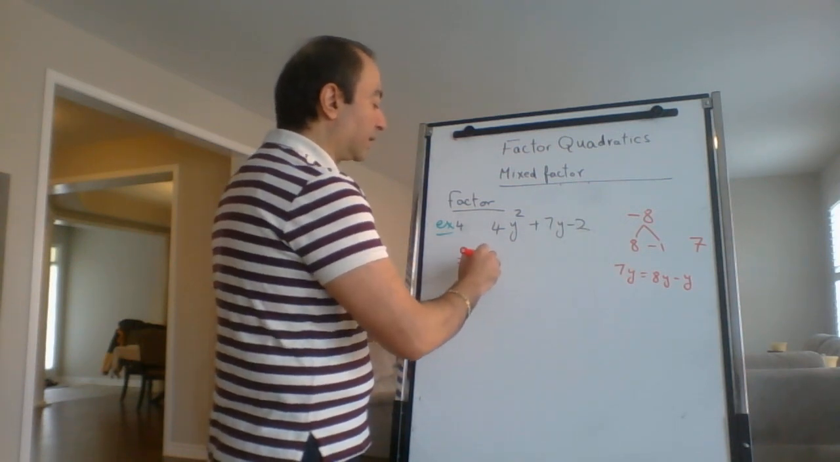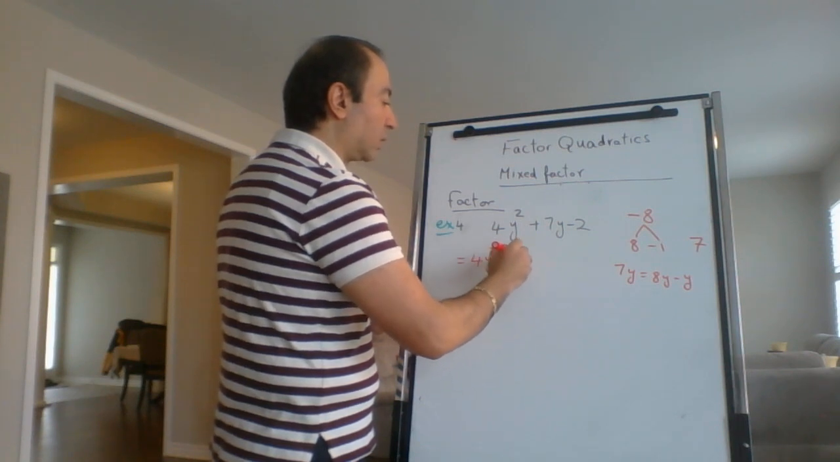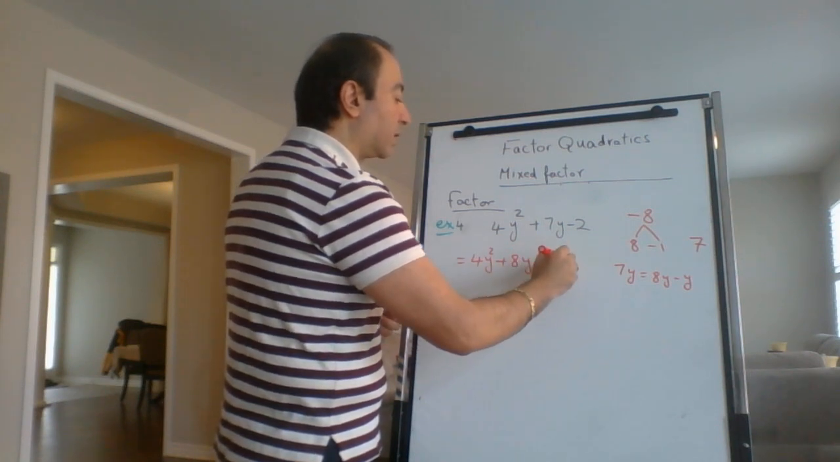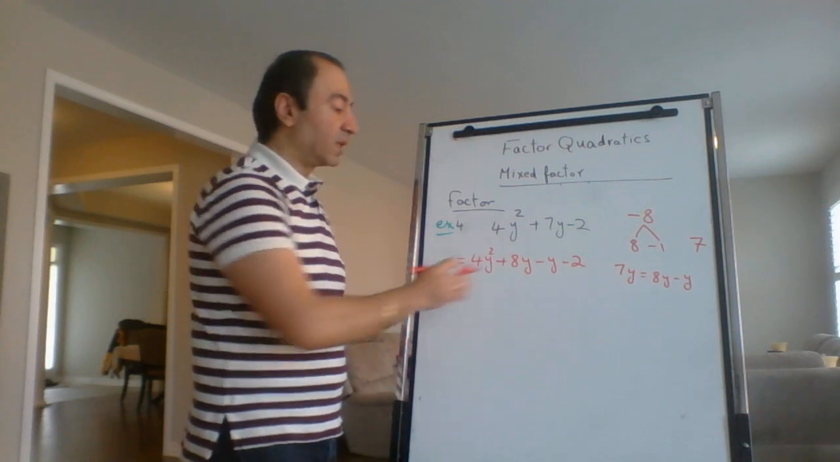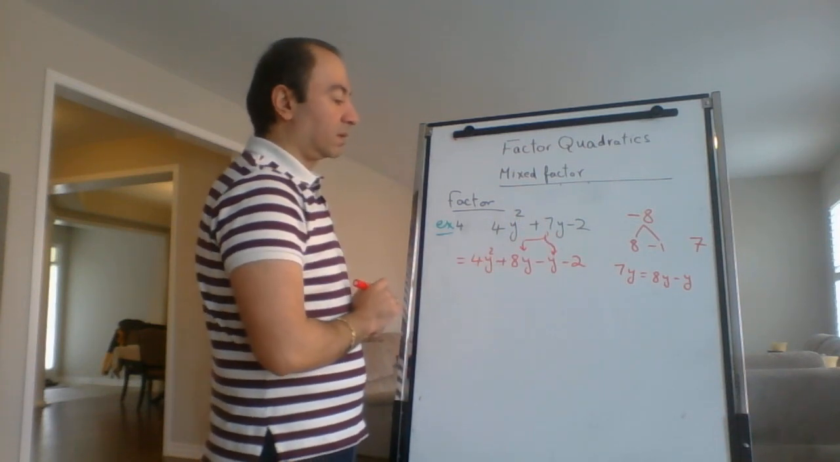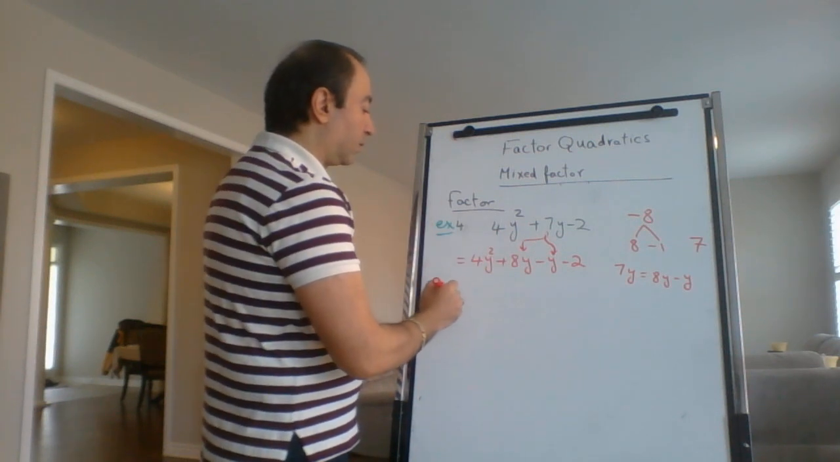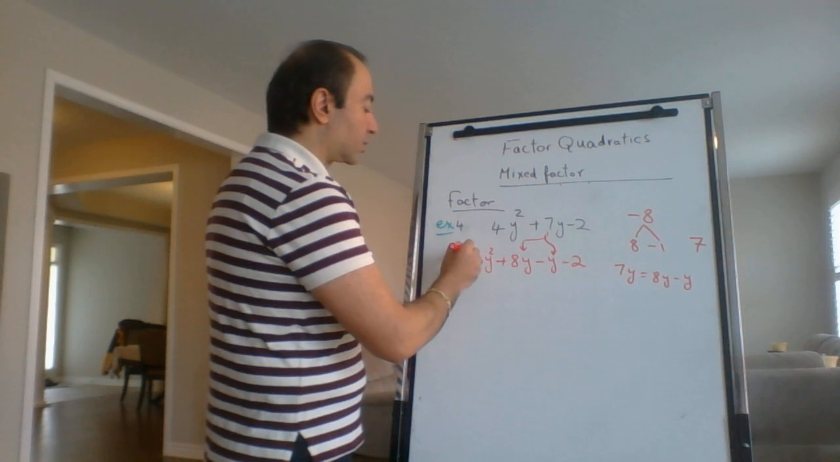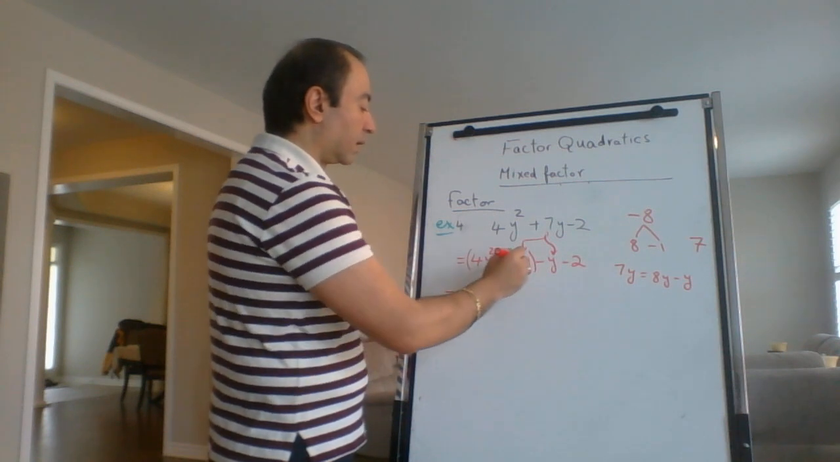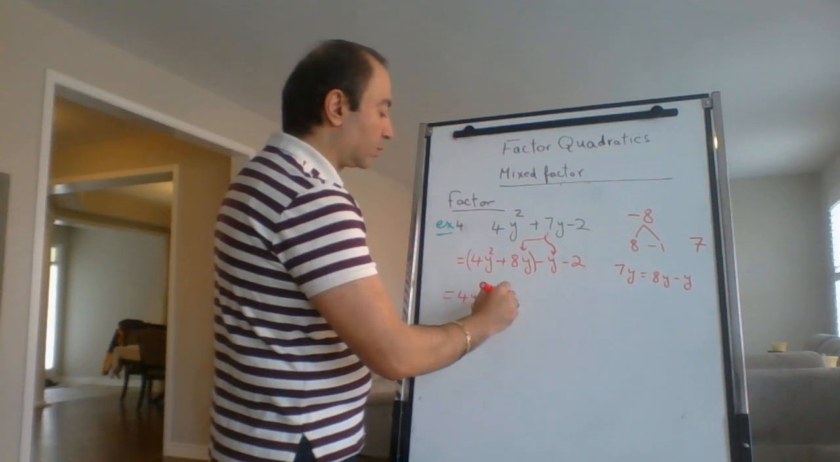We're going to write it again. Instead of the middle term, we are going to put 8y minus y minus 2. This is the same. This and this. I didn't change anything. I just wrote it in a different way. Now we are going to factor by grouping. So the first and second term together, 4y is common. That will leave y plus 2.